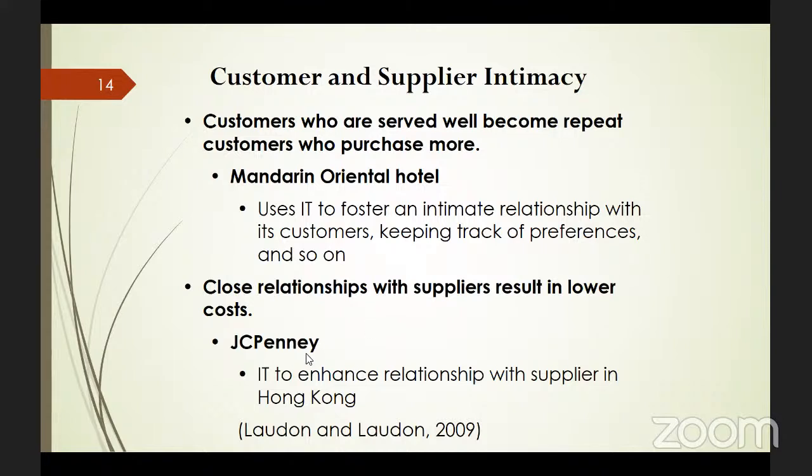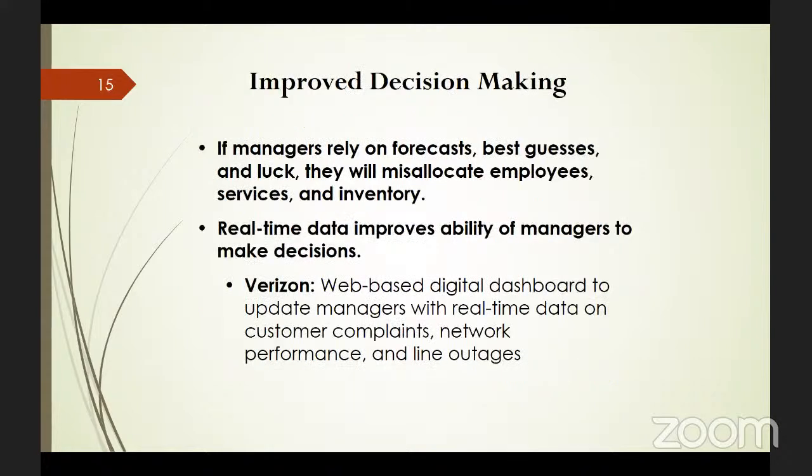JC Penney, as a US company, is able to have an excellent relationship with its suppliers. Even how a business relates to its suppliers makes a difference as to how well the company does business. And in general, it is a really important reason for businesses to invest in information systems.